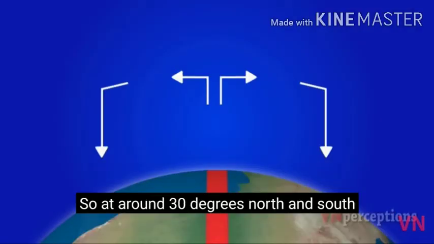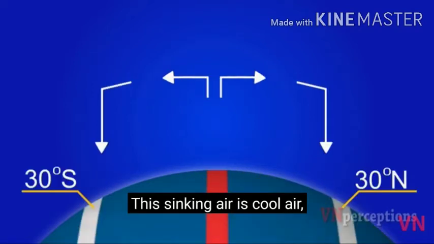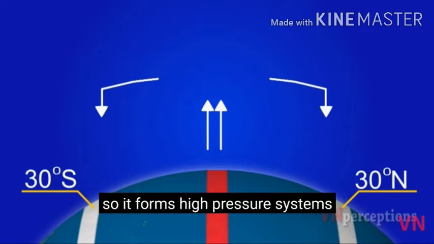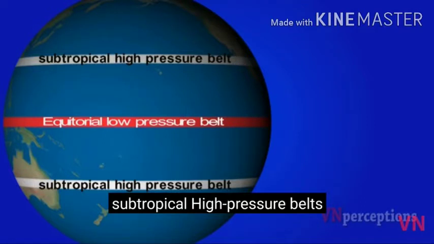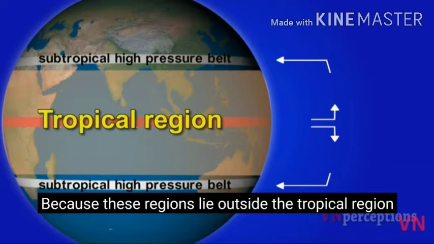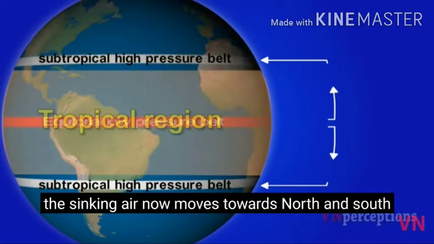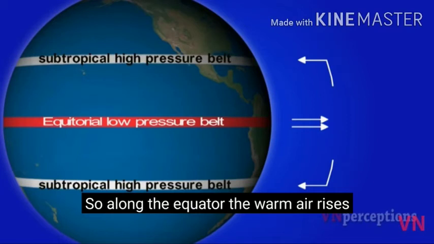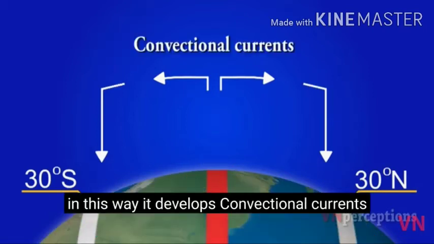So at around 30 degrees north and south, we have sinking air. This sinking air is cool air, so it forms high pressure systems. These regions are called subtropical high pressure belts. Because these regions lie outside the tropical region and at the same time adjoin the tropical region, the sinking air now moves towards north and south. So along the equator, the warm air rises, spreads out, cools and sinks down. In this way, it develops convection currents.